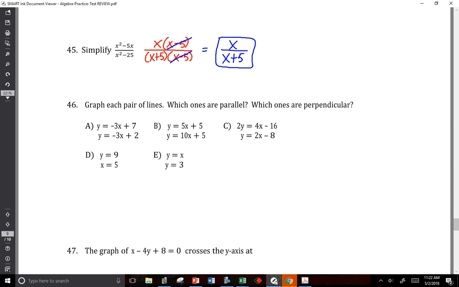And then E, you said it's parallel? What does y equals x look like? It's a diagonal line though. Y equals x is the diagonal line. It's going like this. It has to go through the origin. So imagine I went through the origin. This is y equals x. Yes. Okay, but y equals 3.